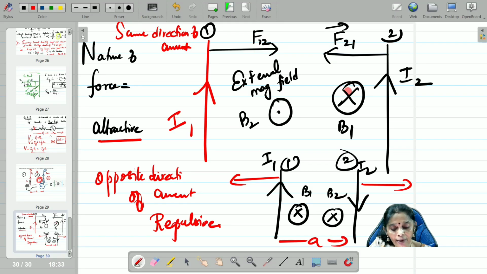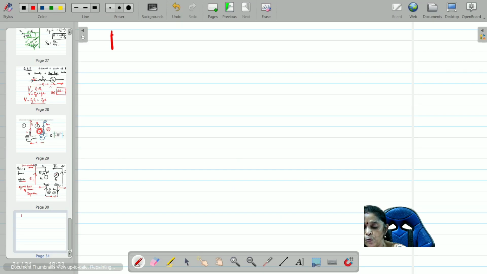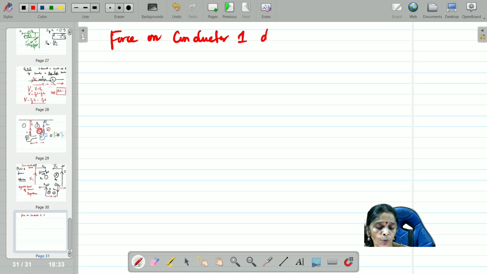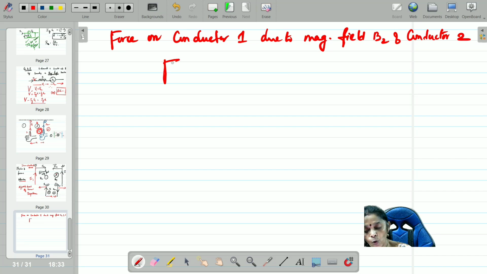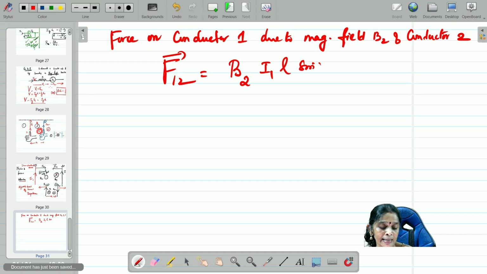Okay, children, I found out attractive and repulsive. How to find out the magnitude? So force on first conductor, force on conductor 1, one line answer, due to magnetic field B2 of second conductor, conductor 2, is force on first conductor, that is nothing but BIL sine theta. B2 into I1 into L into sine 90.